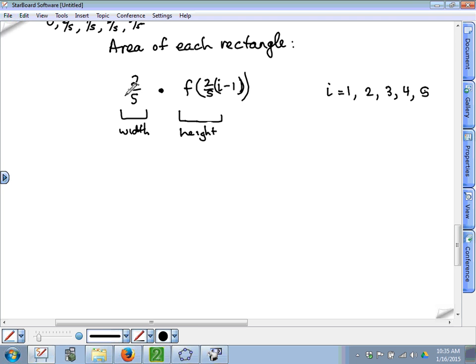So the area of each rectangle is the width times the height, but since we're doing this 5 times, it's going to be a summation. So it's the summation when i equals 1 to 5 of 2/5 times f. I'm going to simplify and clean this up on the inside a little bit. 2i minus 2 all over 5.